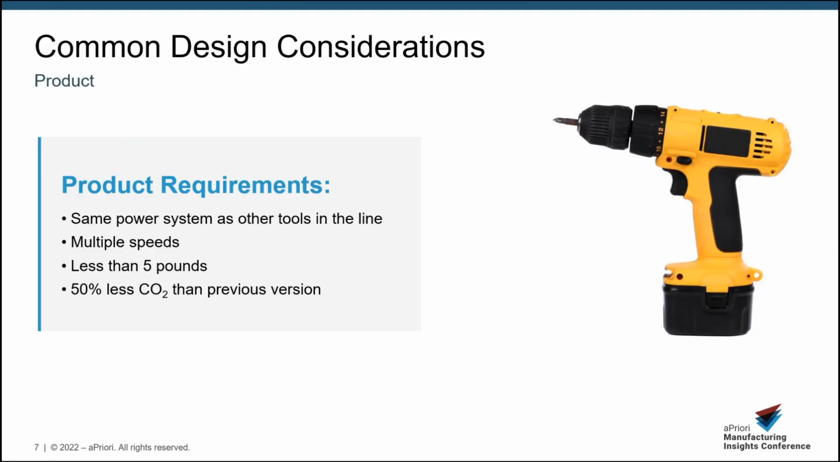Let's start at a high level. Leadership determines there's a need for a new product. I'll assume a drill for this example. Competitors ABC and XYZ are well developed in the market, but we need to expand further into the space. The drill needs to meet certain requirements for it to be a successful product. It should have the same power system to integrate with other tools in the product line. It should be able to run at multiple speeds, and it should be less than 5 pounds so it's comfortable to use. I added a bonus requirement too, 50% less CO2 than the previous version.